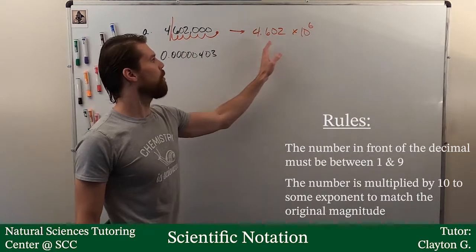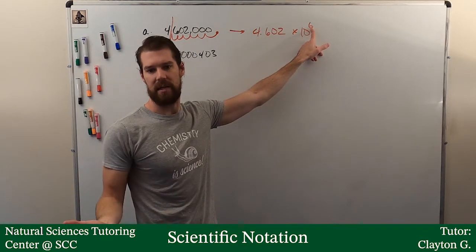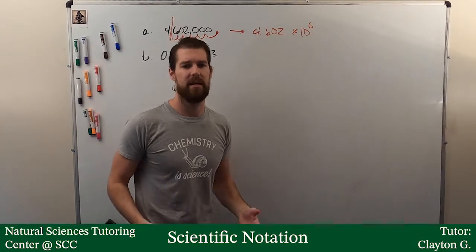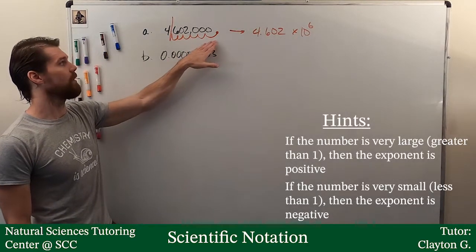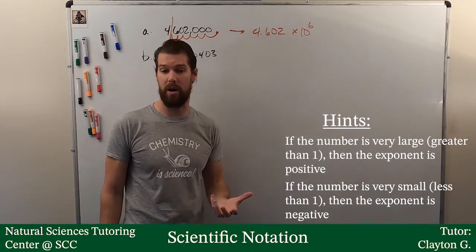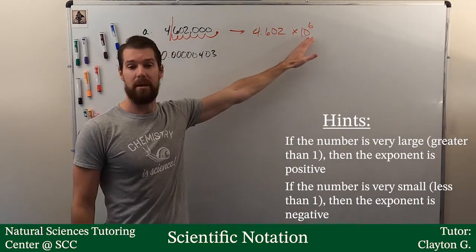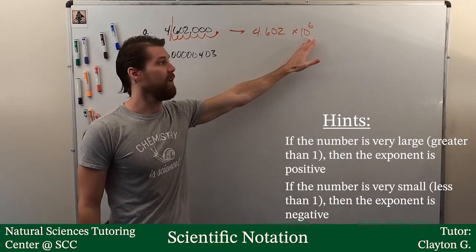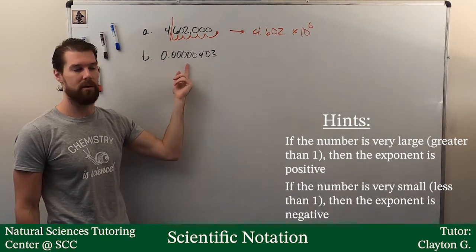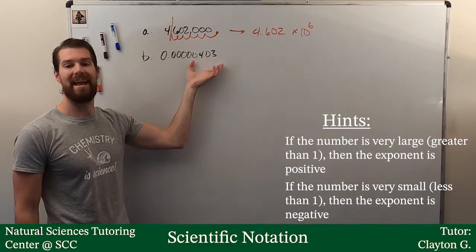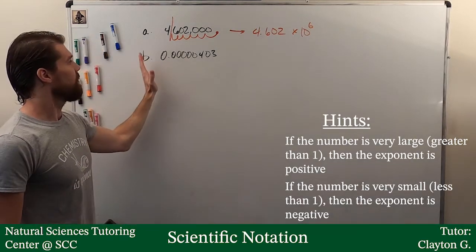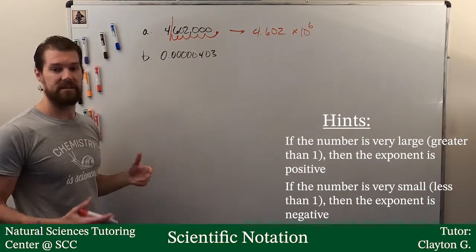And then you might be wondering, how do I know it's not negative 6? How do I know it's positive 6? Easiest way to remember this is if you're dealing with a very large number, a number larger than 1, it's going to be positive 6. If you're dealing with a very small number, this is less than 1, then I'm going to use some negative exponent here, okay?